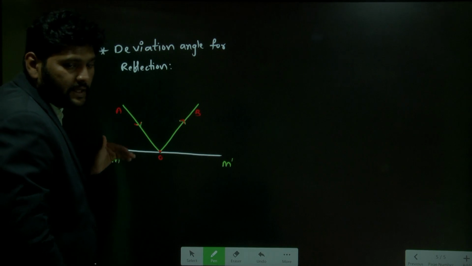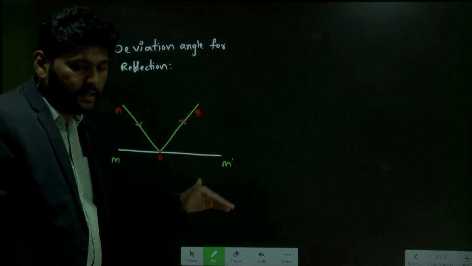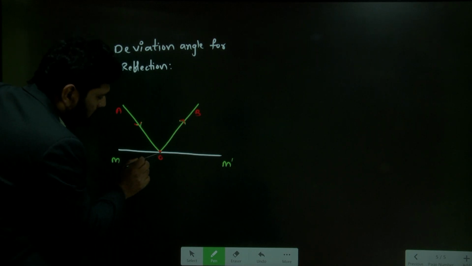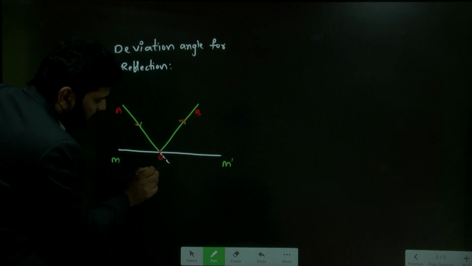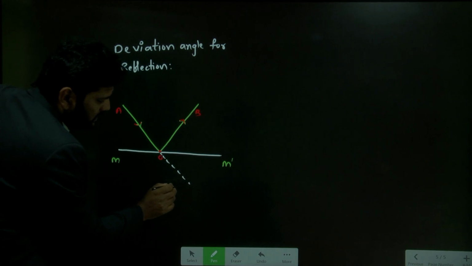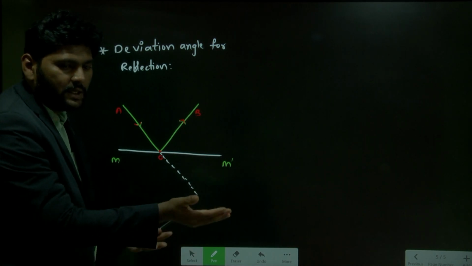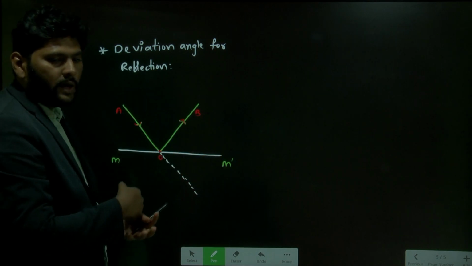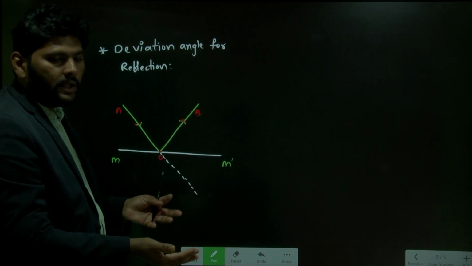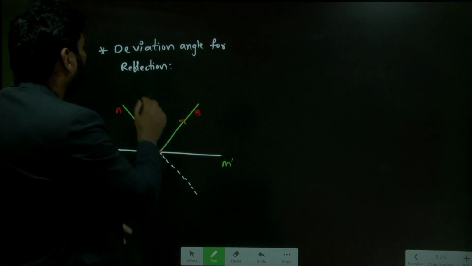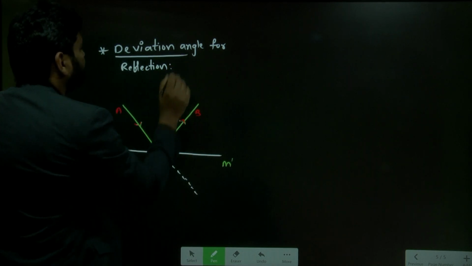If the light ray is not incident on the surface, in which direction will it move? Straight it will go, without reflecting. Yes, this is the way the light ray will pass if the surface is not present. Because of the surface, the light changes its path. So whatever angle the light is changed by, that angle is called the deviation angle.